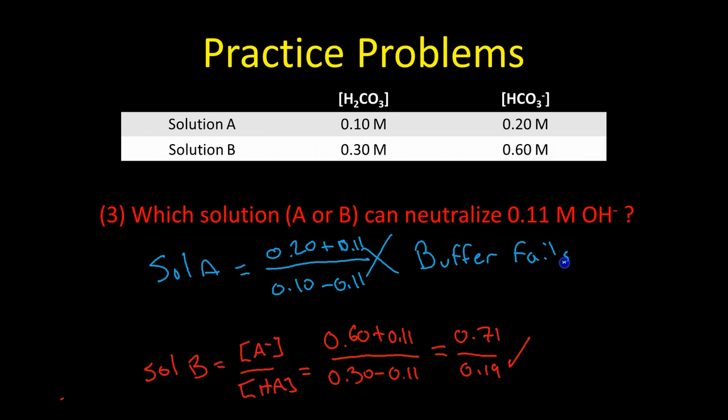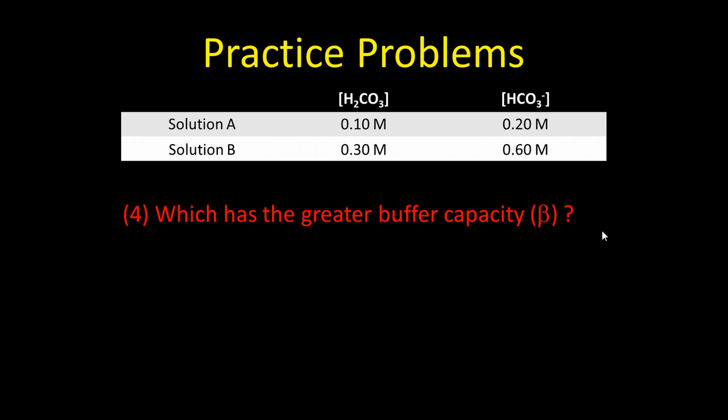And so this is sort of a direct consequence of solution B. They're the same buffer components in the same ratio. Solution B has a higher buffer capacity, and so it does not fail when you add this much hydroxide, 0.11 molar. And so I sort of already said this, which one has the greater buffer capacity? In this case, the one that has the greater buffer capacity is solution B.